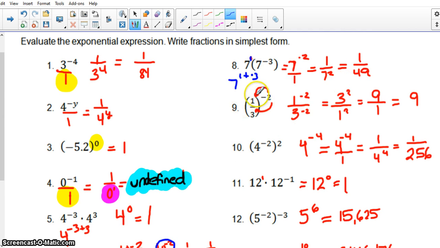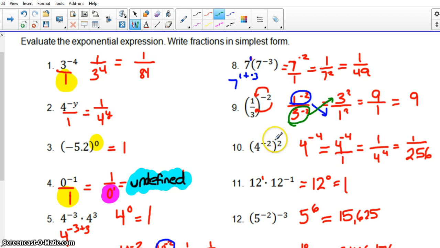For question number 9, I distributed that negative 2 onto the numerator and denominator. So I have 1 to the negative 2 and 3 to the negative 2. Since I already had a fraction, no need to make extra fractions. I took my numerator, which was 1 to the negative 2, and I dropped it down to the bottom to make it 1 to the 2nd. Since the denominator had a negative exponent, to fix it, I moved it to the top and made it positive, so it became 3 to the 2nd. 2 copies of 3 is 9, 2 copies of 1 is 1, and when I simplified it, I got 9.